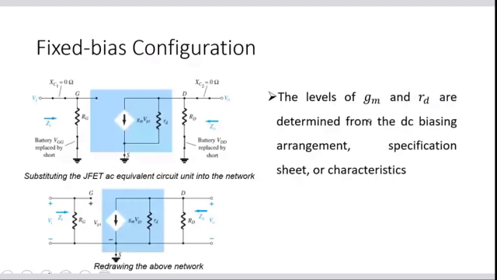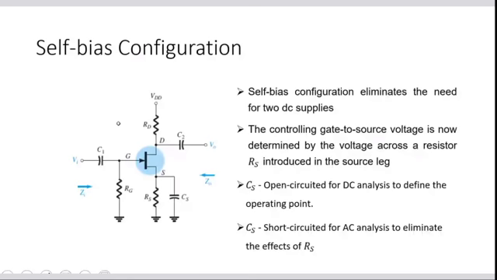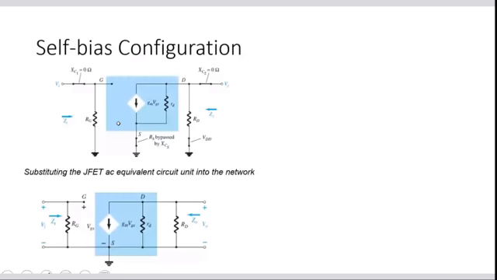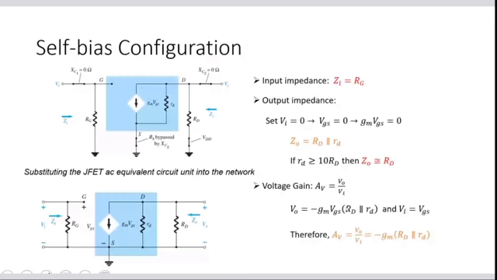This is the AC equivalent circuit for the fixed bias circuit. The same circuit is being repeated for the self bias circuit. So the input impedance, output impedance, everything will be the same. The same logic applies, no difference, because I did the same copying and pasting here.